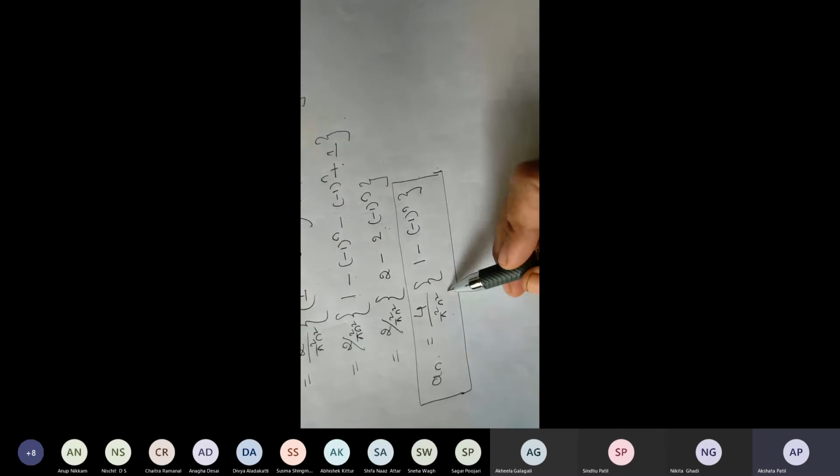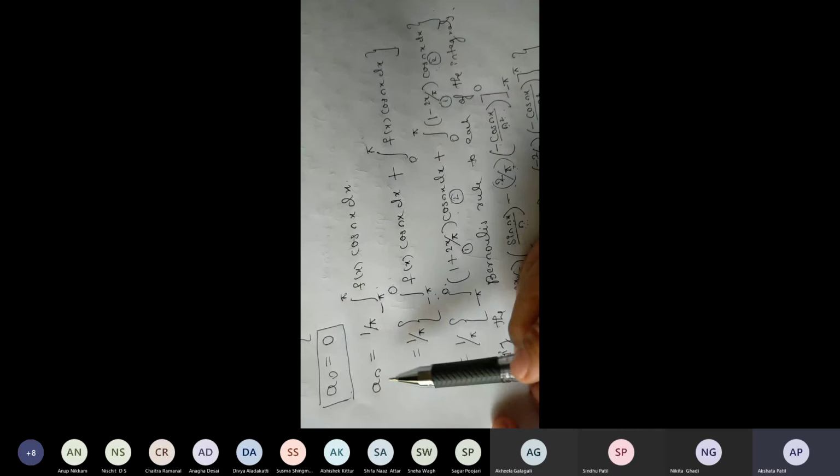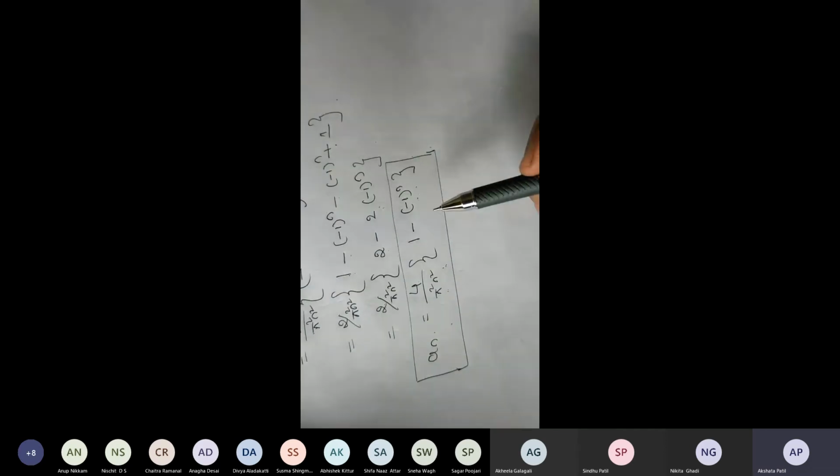Okay, so here a_n you are getting 4 by pi square n square into 1 minus (-1)^n. This is the a_n value. Okay, a naught how much you are getting? a naught you are getting 0, and a_n you are getting 4 by pi square n square into 1 minus (-1)^n. No need to calculate the b_n term because b_n is strictly 0, because f of x is an even function. Understood?